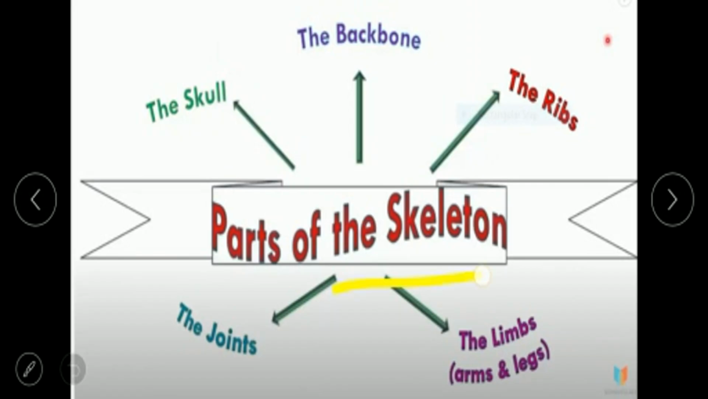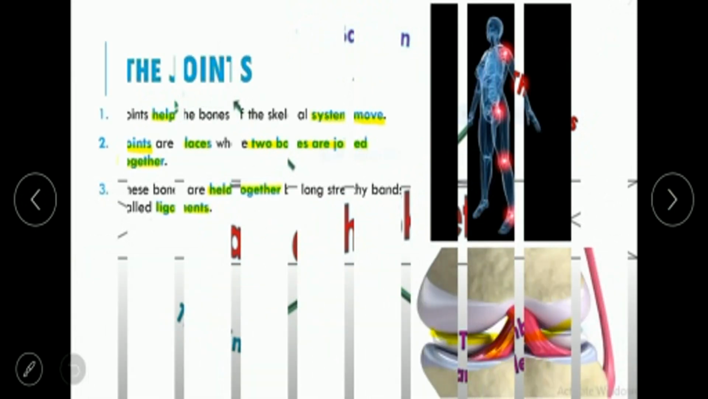You remember that in the previous presentation we studied the skeletal system, in which we studied the skull, the backbone, the ribs, the limbs. Only the joints and the muscular system were left. So here we are going to start with the joints.